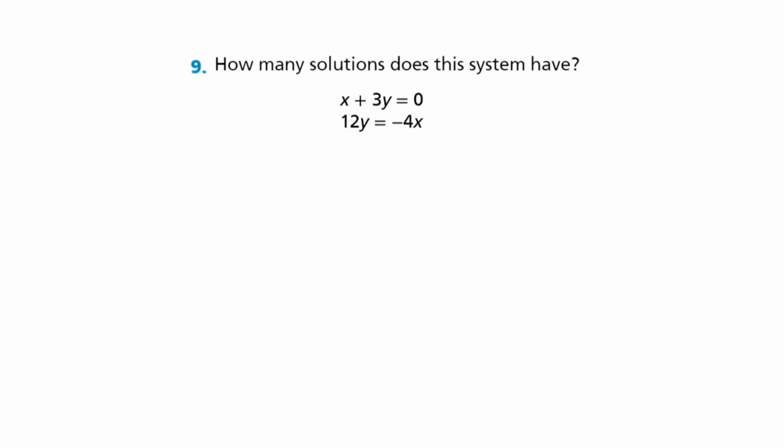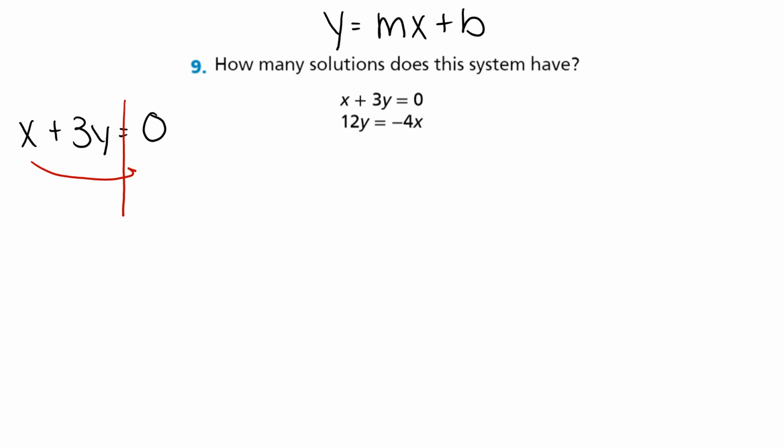Number 9, how many solutions does this system have? Again, we're referencing our equation y equals mx plus b. Starting with our first equation, we need to move our mx piece from the front to the right-hand side middle. When we move x, it would change into a negative x, and we know that that is really a negative 1x. So our 3y, we now have a negative 1x, and we have a plus 0. We don't have to write plus 0, it doesn't change the equation, but you can if that helps you visualize it.